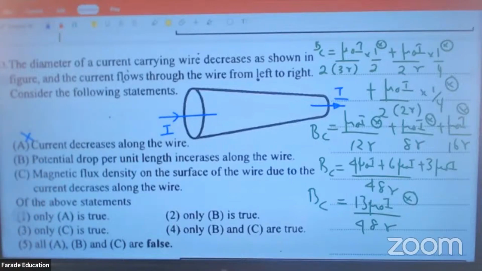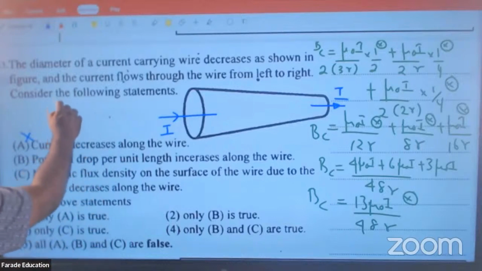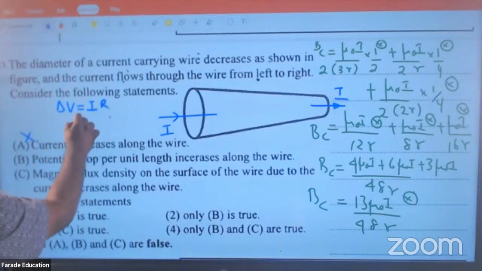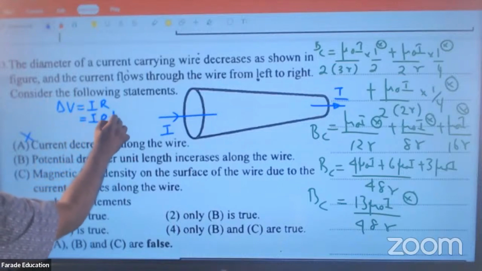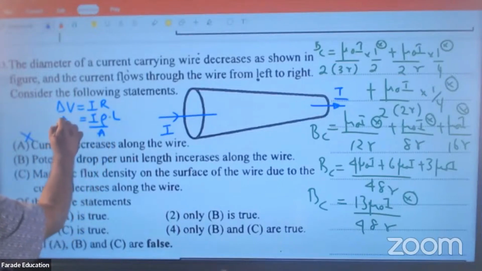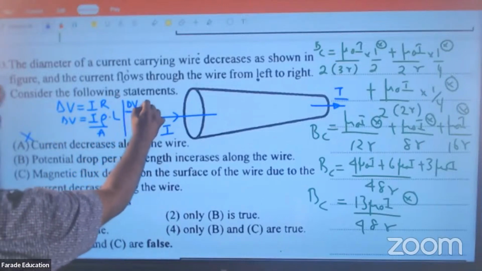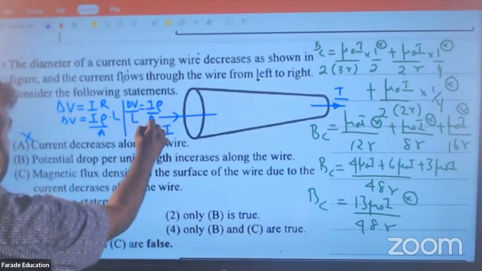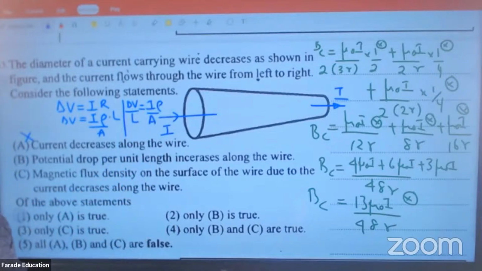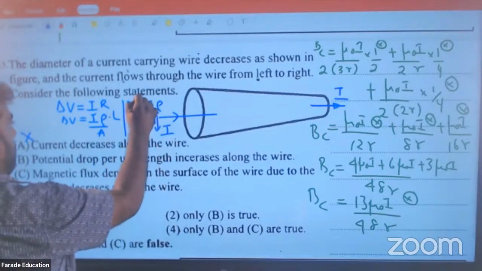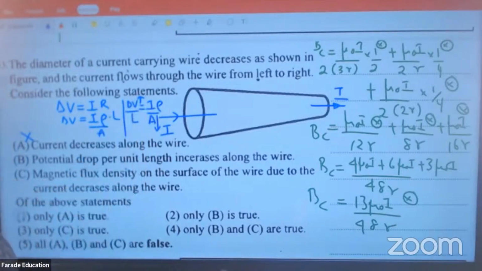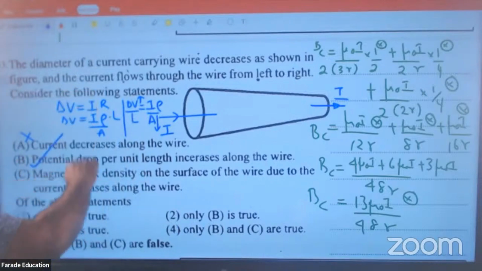Potential drop per unit length decreases from the wire. Let's try ΔV = IR, where R = ρL/A. Potential drop per length is ΔV/L, which is Iρ/A. Current is the same, resistivity is the same, and area reduces. So the potential drop per length will increase. B is correct.